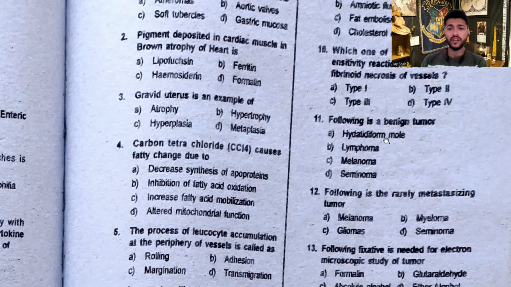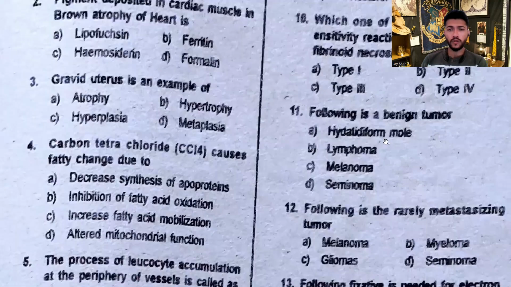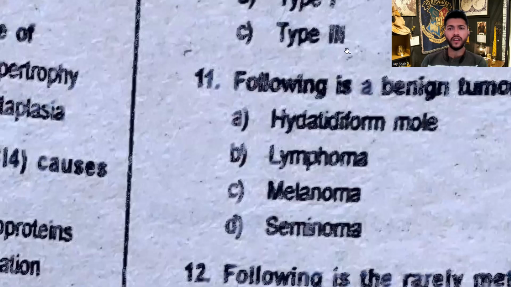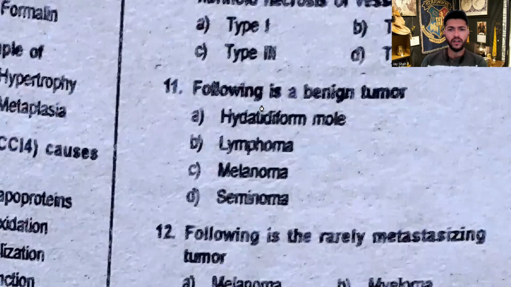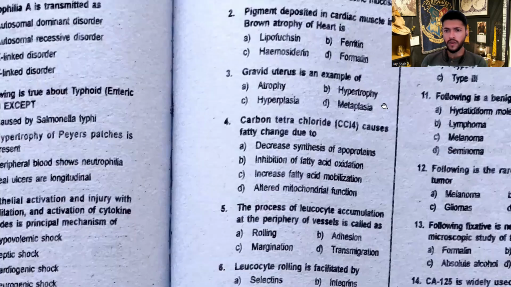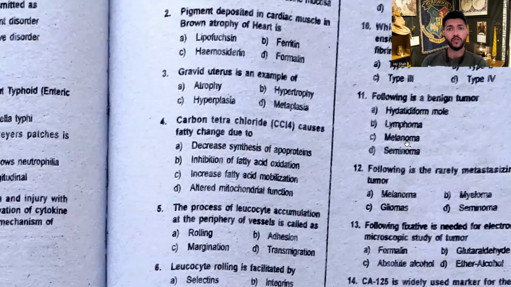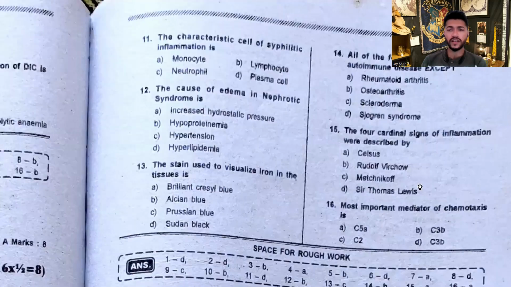Following is a benign tumor: H mole, lymphoma, melanoma, seminoma. Now, all of the following, lymphoma, melanoma, seminoma, though they end with oma, are exceptions. All of them are malignant tumors. So the answer here should be H mole because of the placenta.